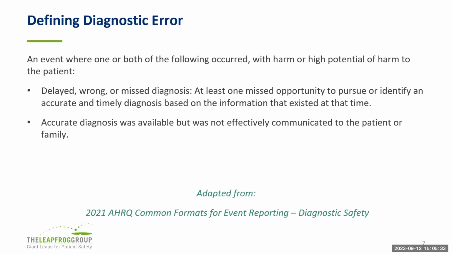And the National Academy added a second component to the definition about communication. So here it is. Accurate diagnosis was available, but was not effectively communicated to the patient or to the family. So it's a 2-part definition of error.